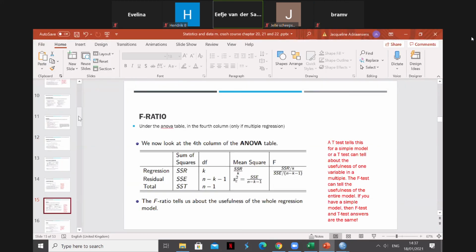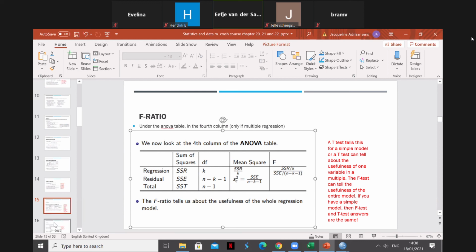Because thus far, we have only tested if one variable is useful in the model, or if one variable is more than 5, or less than 3, or unequal to 0. But maybe in a multiple regression model, we want to test if the entire model is useful. Because with the t-test, we could only test one variable for usefulness. Now we can test the entire model. How are we going to do this? We do it with the F ratio, and the F ratio tells us about the usefulness of the whole regression model.